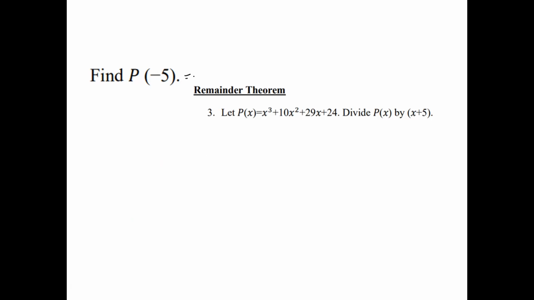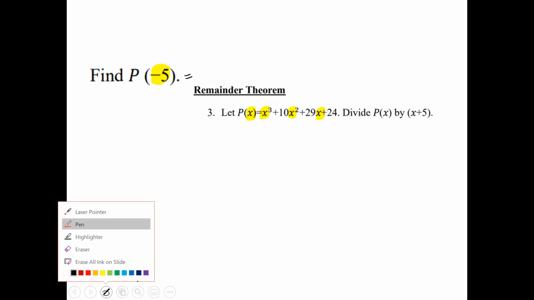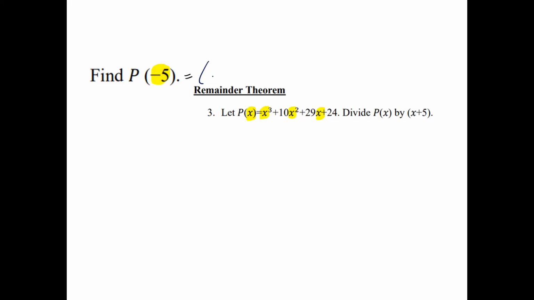So what this means is that wherever I see an x in this equation, I'm going to replace that x with, you guessed it, -5, right? Because that's what P of x is. So then what I'm going to have here is a -5 to the 3rd power plus 10 times -5 squared plus 29 times -5 plus 24. So make sure you write that down.